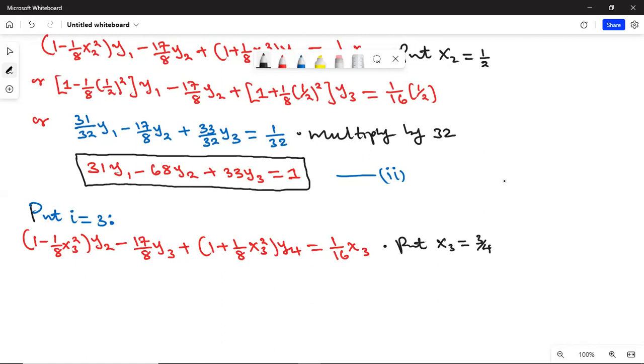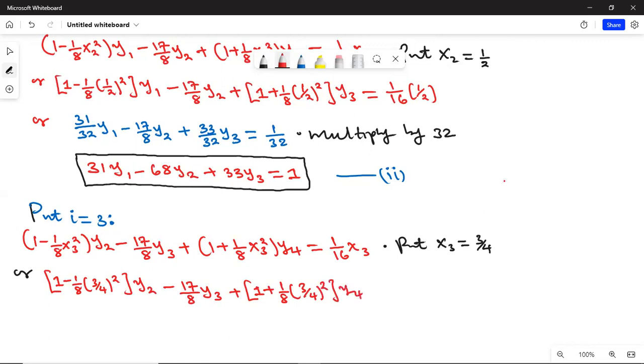So what we'll have here is 1 minus 1 over 8 times 3 over 4 squared, y2 minus 17 over 8 y3 plus 1 plus 1 over 8 times 3 over 4 squared, y4 is equal to 1 over 16, and our x3, that is 3 over 4.